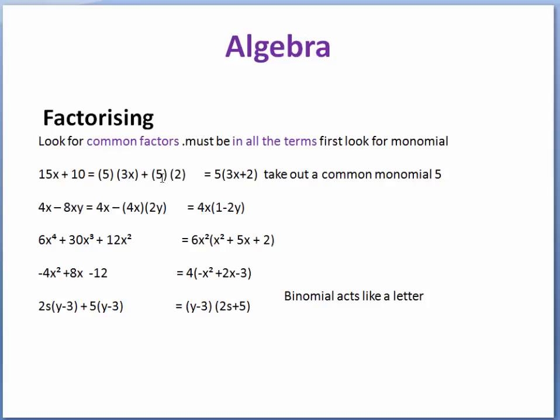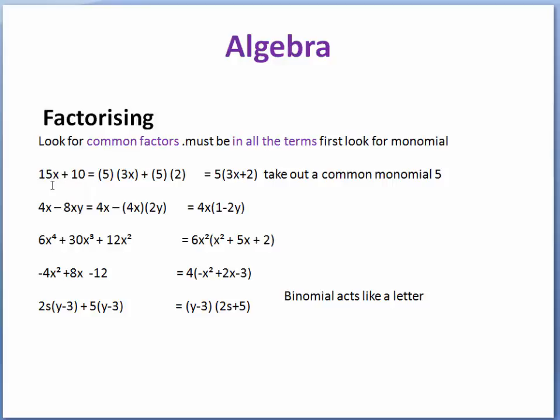Factorizing, again, commonly asked. The method for this is, first of all, we look for common factors which must be in all the terms. And firstly look for a monomial, then we look for a letter, and then we look for a power. So let's have a look at this. 15x plus 10, look for a monomial, so which is a factor, so 5 will go into 15, 5 will go into 10, so write that.